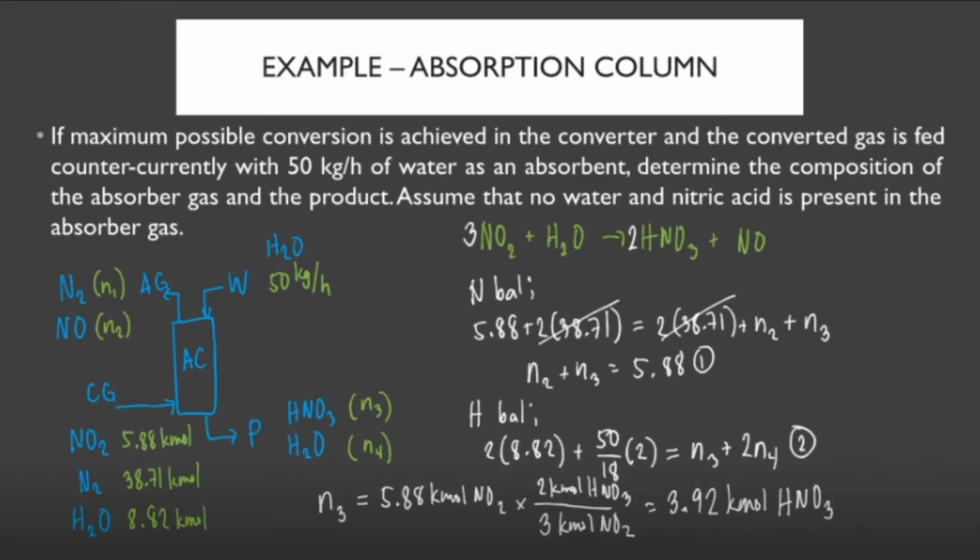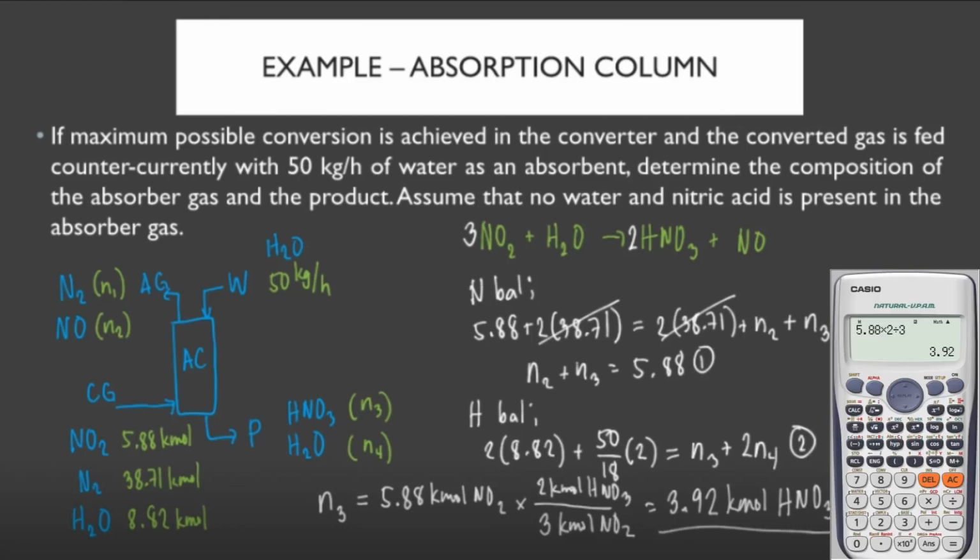With this knowledge of the amount of nitric acid generated, we can then use this amount to determine the values of N2 and N4 coming from equations 1 and 2. Coming from equation 1, our N2 is simply 5.88 minus N3, 3.92. Our N2 is 1.96. This is kilomoles of nitrogen monoxide.